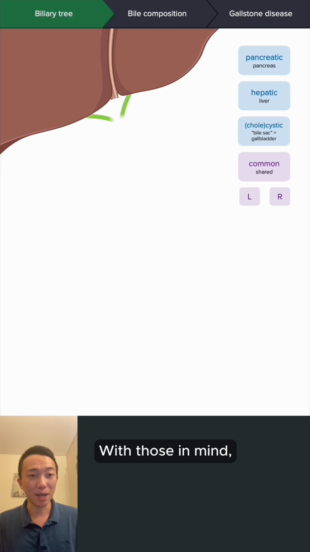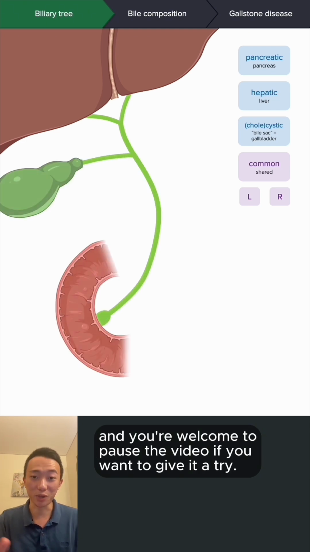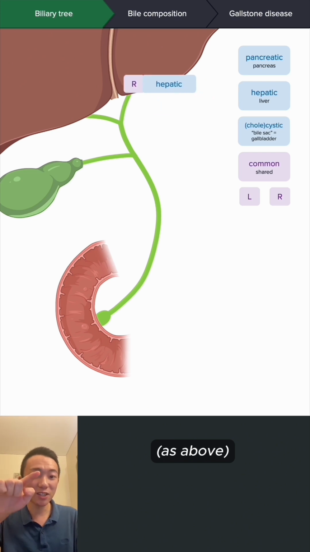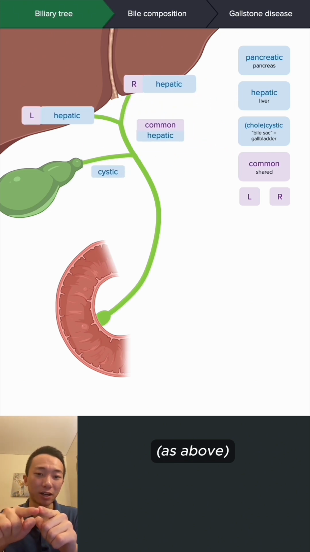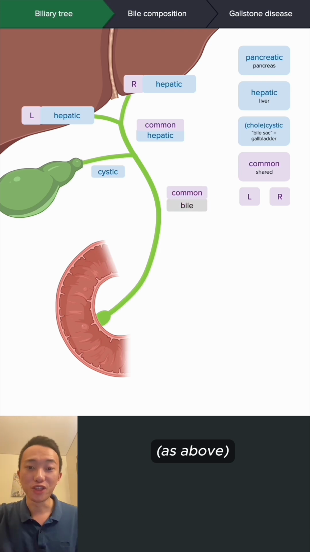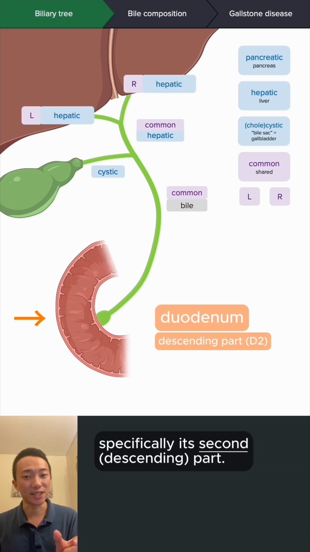With those in mind, labeling this diagram should hopefully be pretty self-explanatory, and you're welcome to pause the video if you want to give it a try. There's the right hepatic duct, left hepatic duct, common hepatic duct, cystic duct, and then common bile duct. The common bile duct empties into the duodenum, specifically its second or descending part.